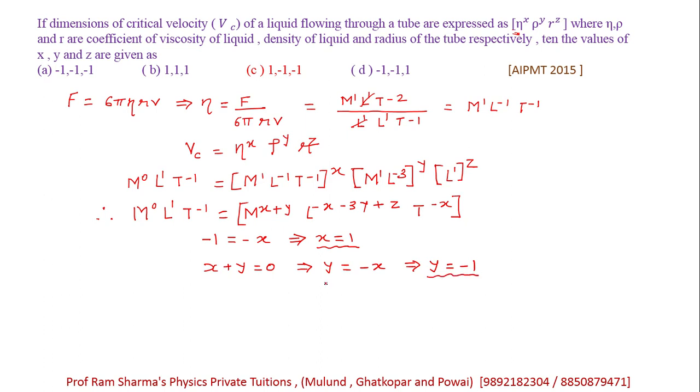And the last, if we see the power of L on the left hand side, it is 1, and on the right hand side it is minus x minus 3y plus z, and that should be equal to 1. We know that x is equal to 1, so minus 1 minus 3 into minus 1 plus z equal to 1. So this is minus 1 plus 3, that is 2.